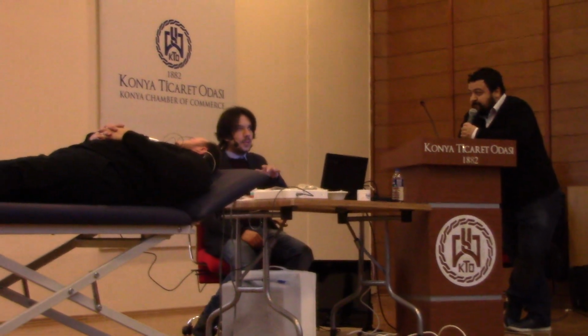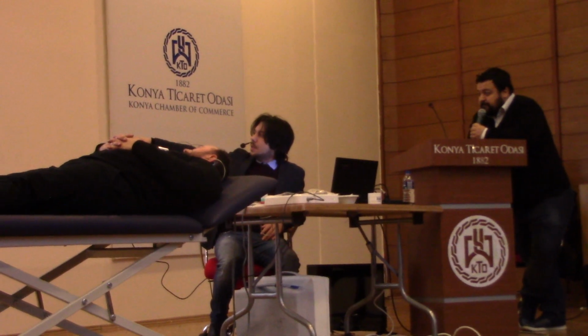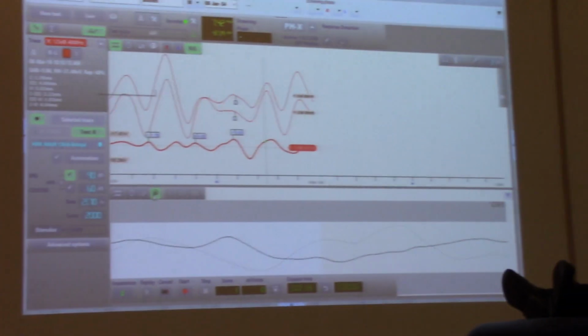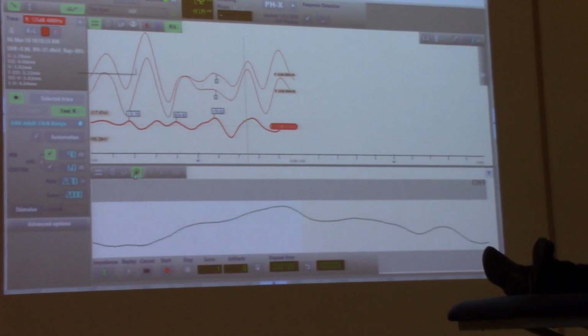So when the patient is relaxed and the activity is under these gray bars, then it can be the time to make a test correctly.